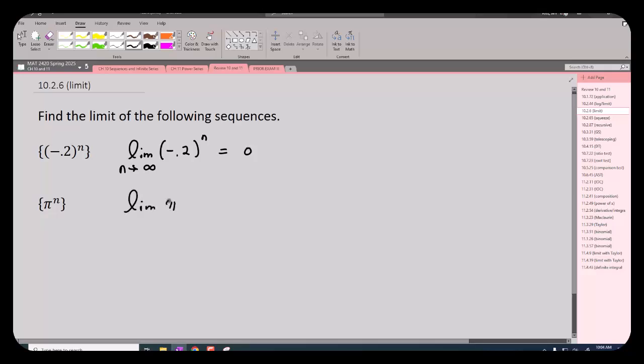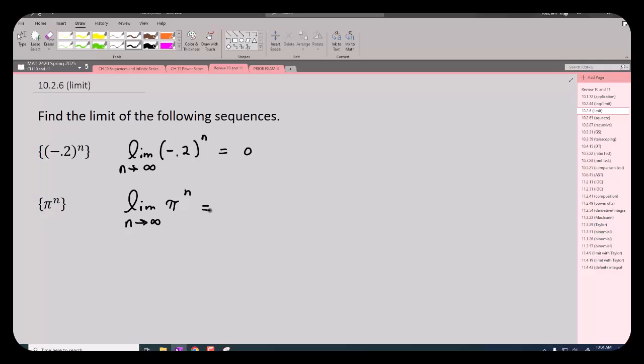And then how about here? Limit of pi raised to the n as n goes to infinity. That limit will be infinity, because pi is bigger than 1. So these are geometric sequences. When you take a constant and you start multiplying it by itself, you either go to 0 or infinity, depending on whether that constant is less than 1 in magnitude or greater than 1 in magnitude.